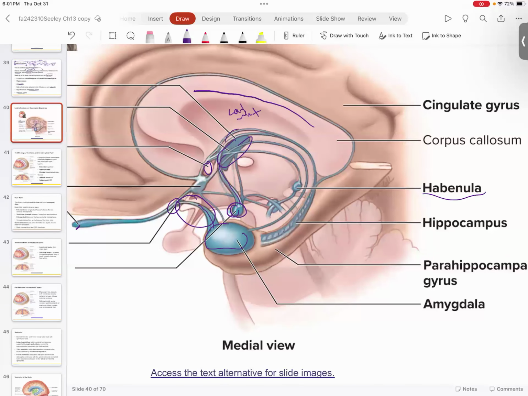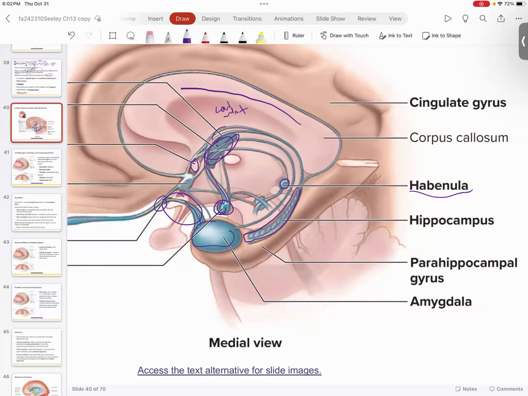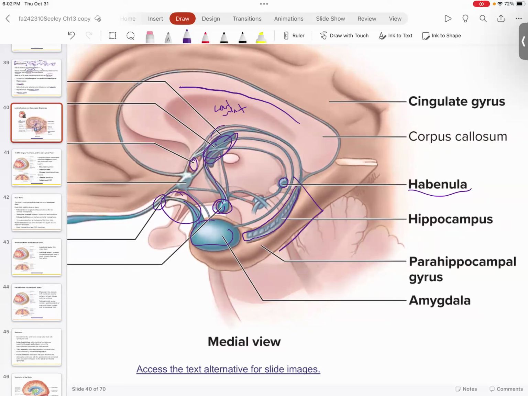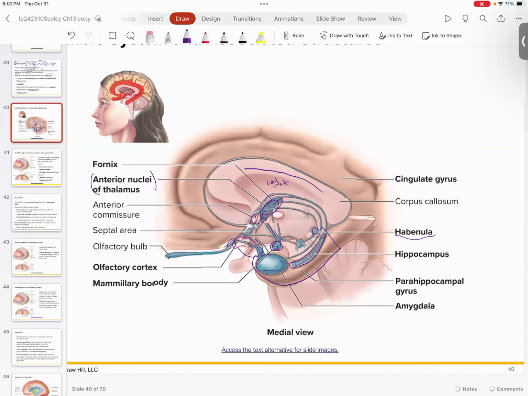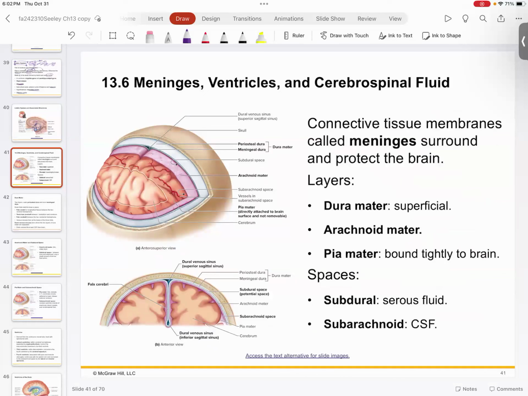And then the habenula, which is part of your epithalamus, is interconnected as well with the anterior nuclei of the thalamus. Your hippocampus, which is just behind your amygdala, is where your memory is going to be, and just below that is your parahippocampal gyrus. These are all clustered together, and they form your sense of emotion and learning and memory. So this is one of the reasons why your emotions are deeply involved in your memory and your learning.